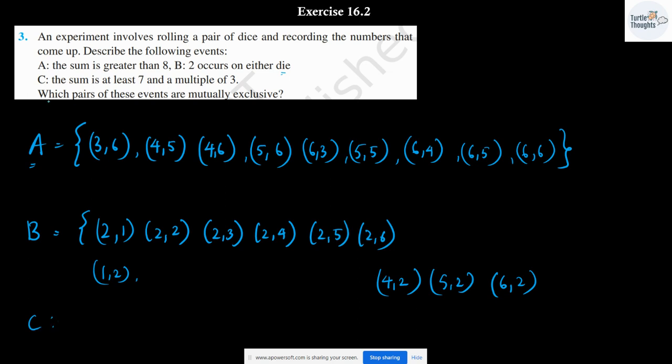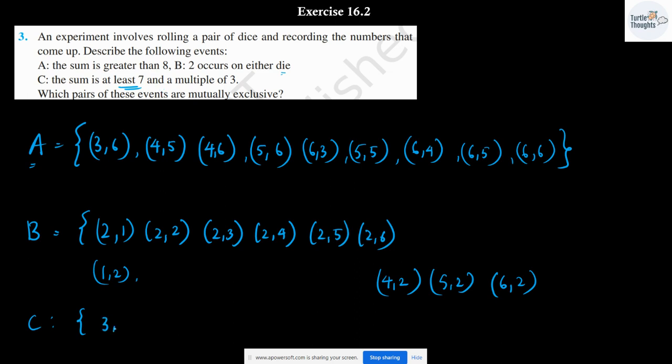Next, for C. C is the sum is at least 7 and a multiple of 3. So what are the multiples of 3? 3 and 6 are the only multiples of 3, right? So when I add them up, it should be a multiple of 3 and the sum should be at least 7.